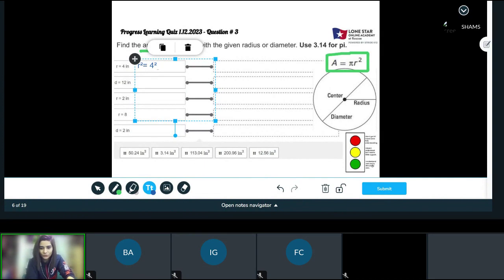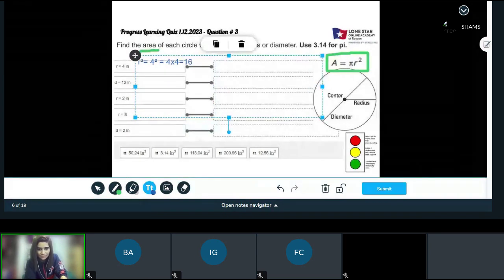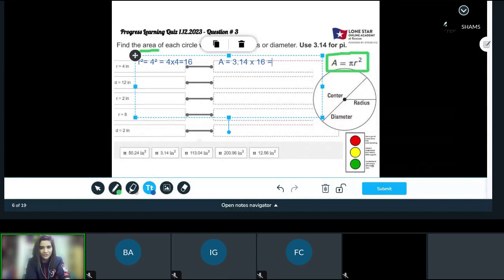What does 4 squared mean? 4 squared means 4 times 4. That is 16. This is how you start doing it. Then you can do the rest of the area very easily. One more step to find the area: A equals pi, that is 3.14, times r squared. r squared is 16. And you get the area.